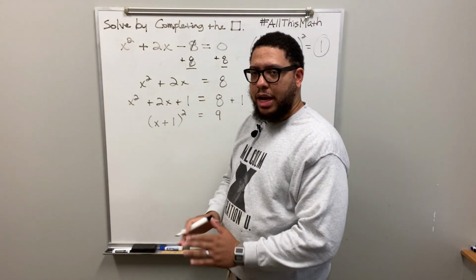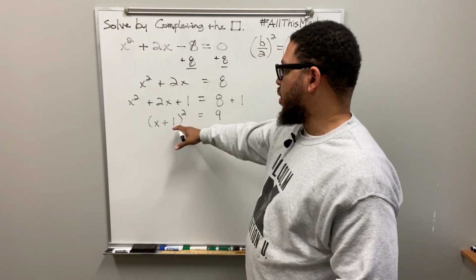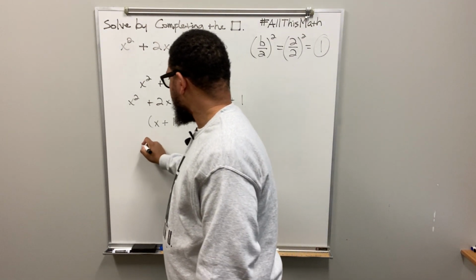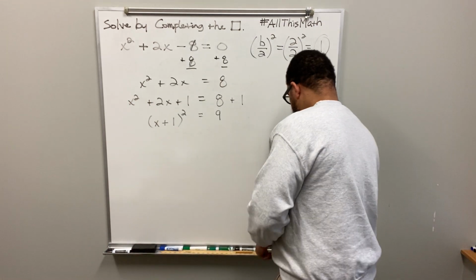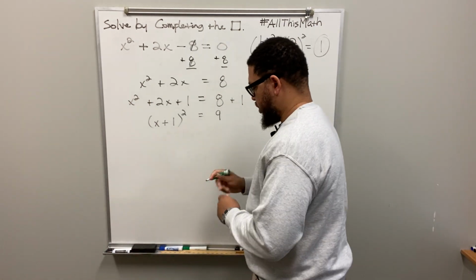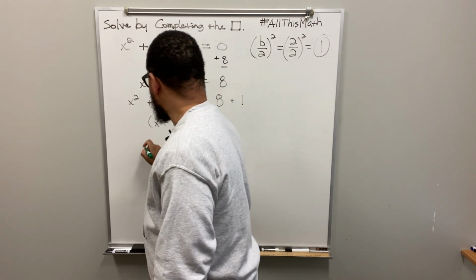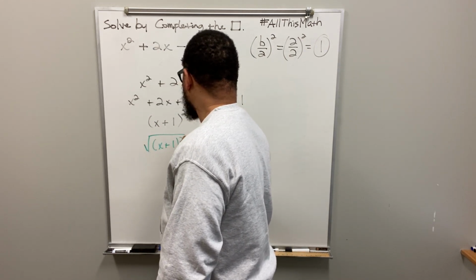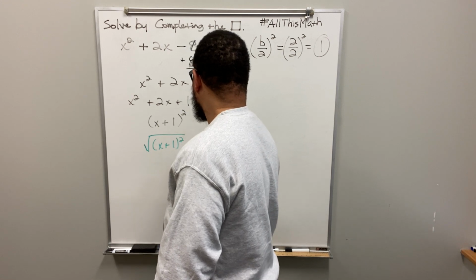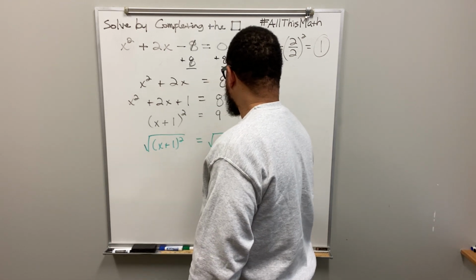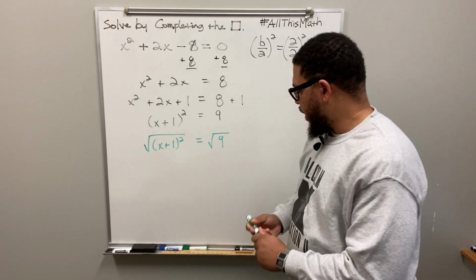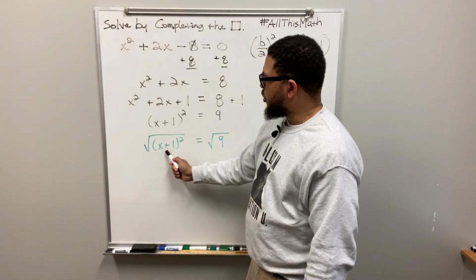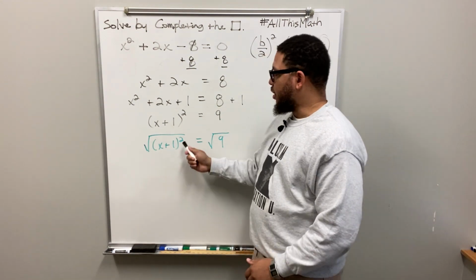Now, we're going to use the square root property. We're almost done. Not quite, but almost though. We're going to use the square root property to first get rid of this exponent. Check this out. I'm going to take the square root of x plus 1 squared equals the square root of 9. Now, why did I do that? I did that because I got to get rid of this exponent, because I'm trying to get x plus 1 by itself. So I got to get rid of the exponent.